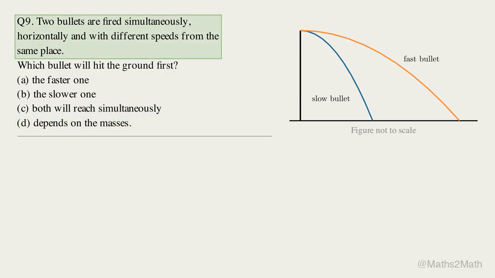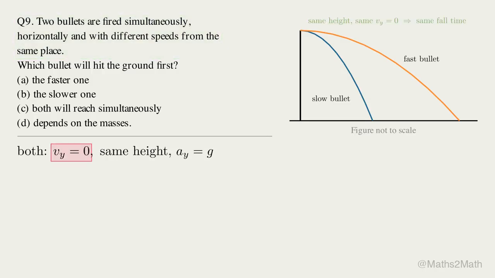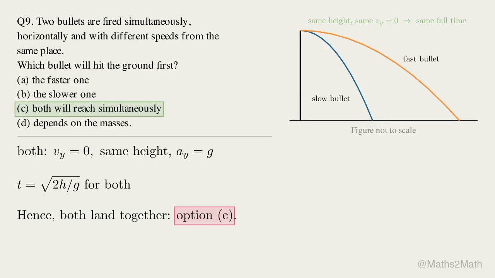What does this mean? Split the motion. The horizontal speed and the vertical fall are independent of each other. Vertically, both bullets start with 0 vertical velocity from the same height, and both accelerate down at g. The fall time comes only from the vertical motion. T equals root 2h over g. The horizontal speed never enters, and neither does the mass. The faster bullet simply lands farther away in the same time. Hence, both reach the ground simultaneously. Option C.